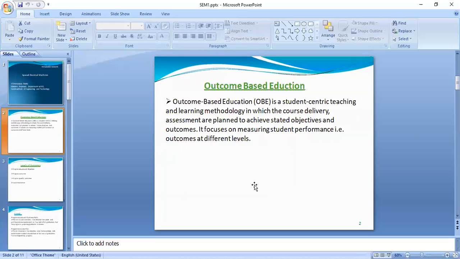So at the end of the program, the student should go with some opportunity. Either the student should be placed in a software or core company, or it should be self-employment, or he should pursue higher education. So that is the main objective of outcome-based education. To achieve these things, outcome-based education is defined into four levels.